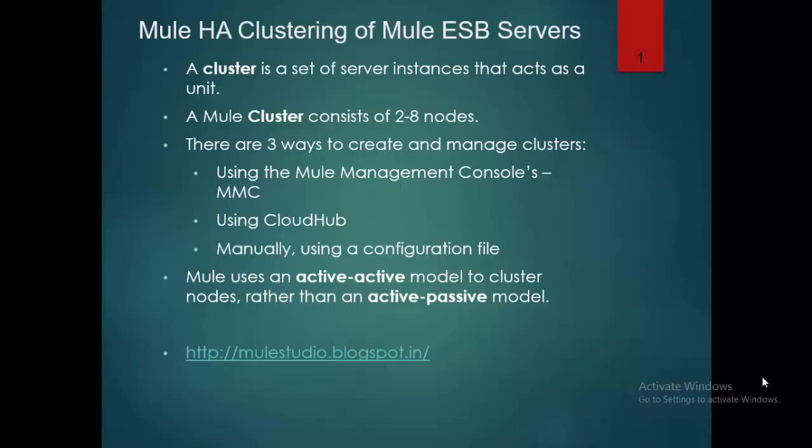Mule uses an active-active model to cluster the nodes rather than an active-passive model. Let's see what is the active-active model. In the active-active model, all nodes are always active. The main purpose of the active-active model is load balancing, to share the workload across the available nodes. It follows the round-robin method. The first request will go to the first server, the second request will go to the second server, the third request will go to the first server. Likewise, the round-robin method is followed in the active-active model approach.